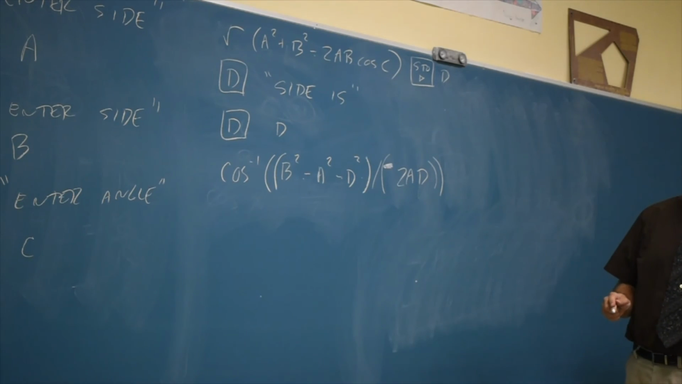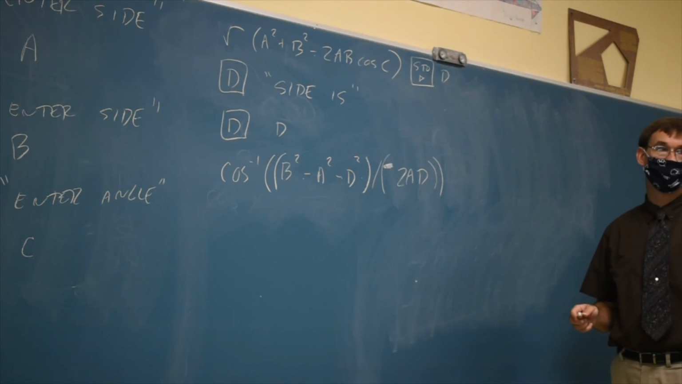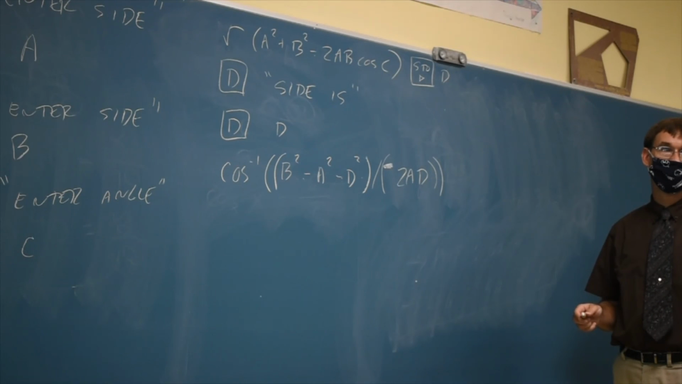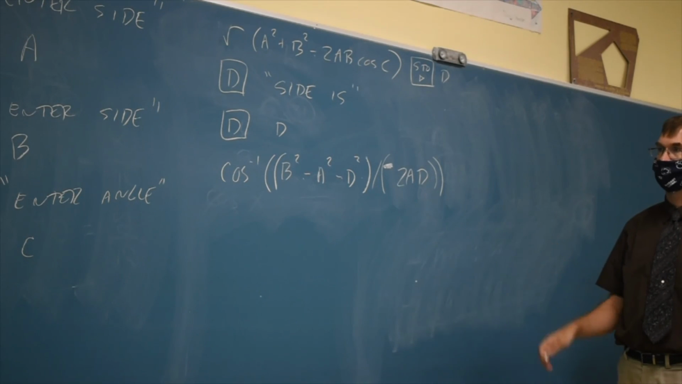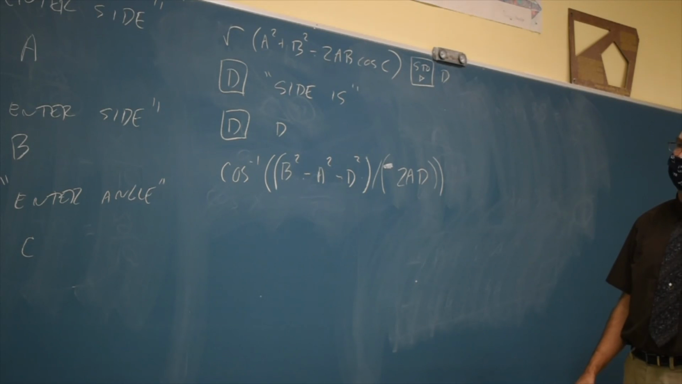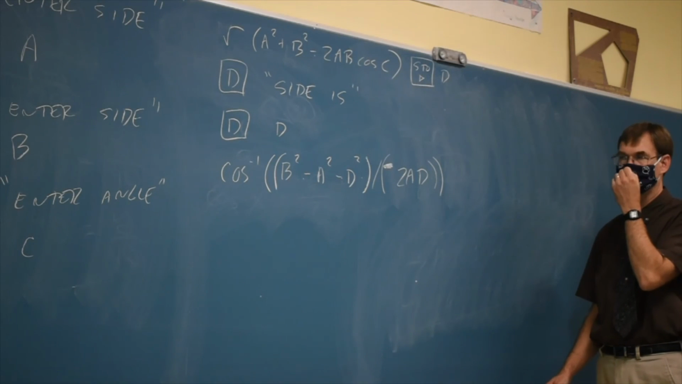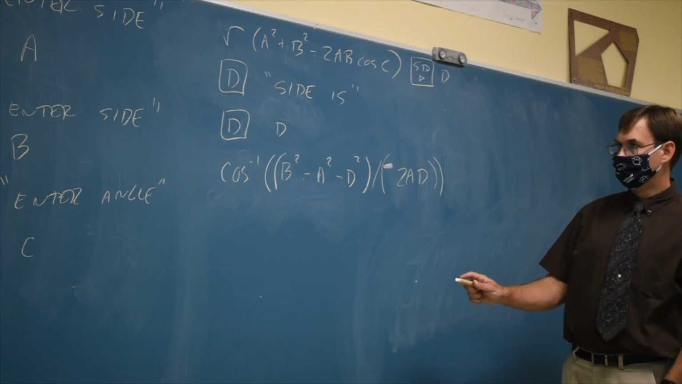Are we going to need to store E to get that other piece? No. So how are we going to get the last piece? 180 minus, so we could store it for that purpose, or we could just use the answer button. It doesn't matter. I'm just going to use the answer button.